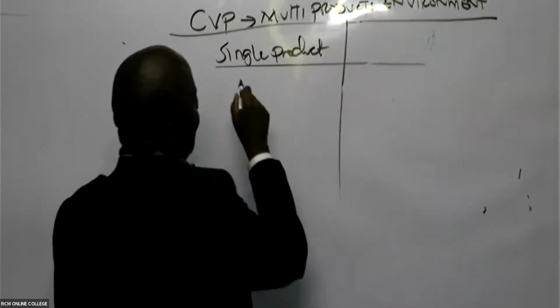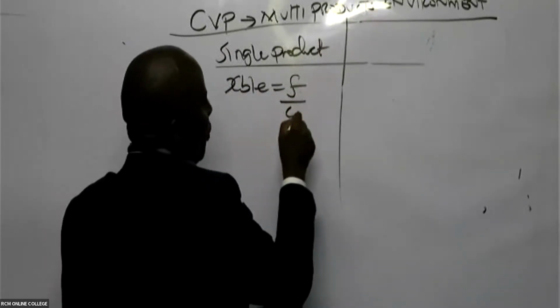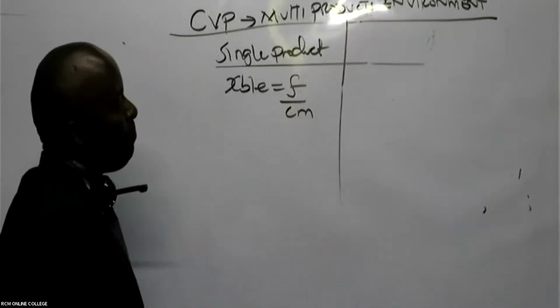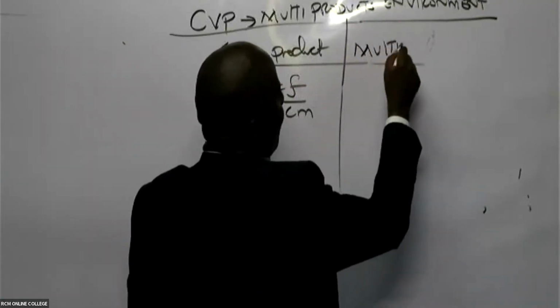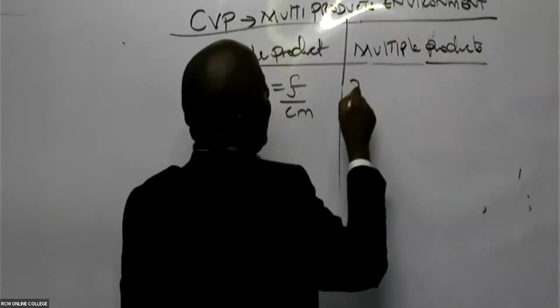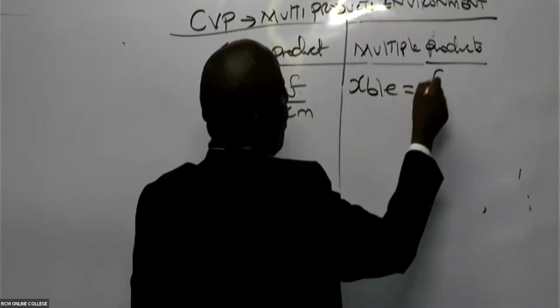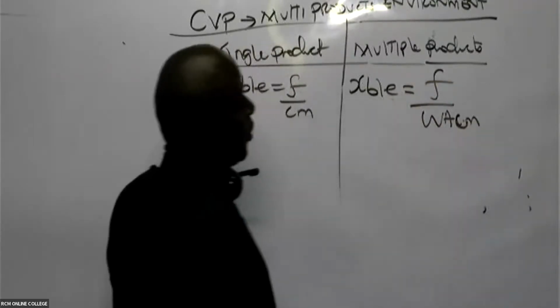what do we have, ladies and gentlemen, for a single product? X break-even will be equal to fixed cost over what here, somebody? CM. But when we talk about multiple products, then our X break-even will be equal to fixed cost over WACM. Like that. So please write that.